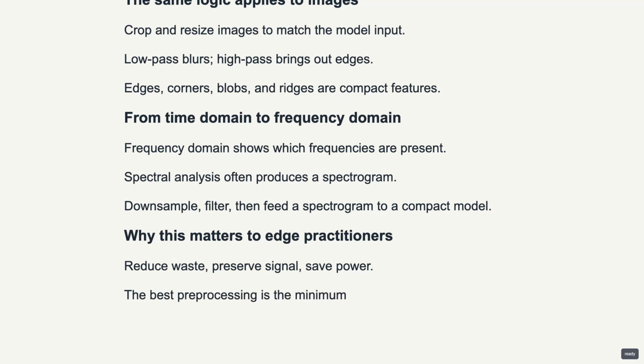The hard part is restraint. Too little pre-processing leaves the model buried in clutter, but too much damages the signal before the model can learn from it. So the goal is a narrow middle ground where the data stays faithful and still manageable.